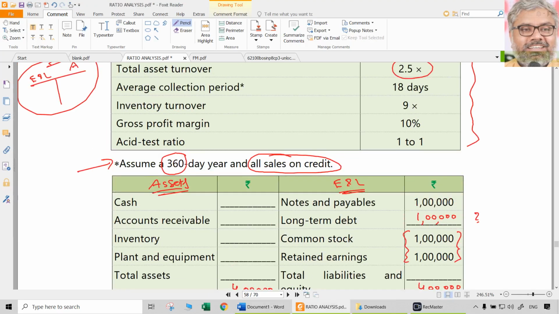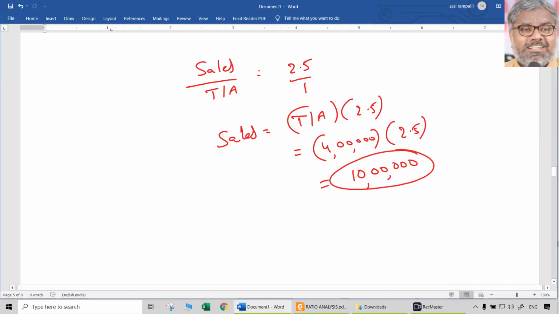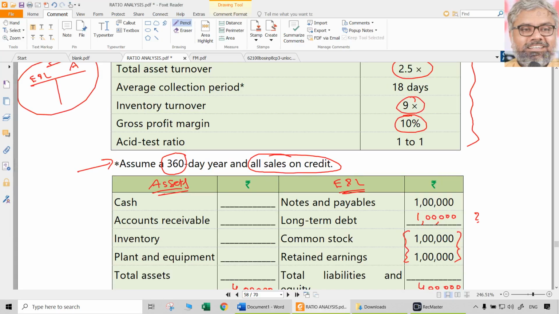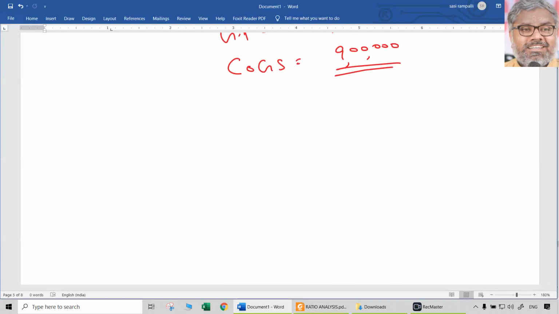Other things we can see. There we can even take gross profit margin 10%. Automatically gross profit will be 1 lakh. Automatically cost of goods sold will be 9 lakhs. Why will this be useful for us? To find out inventory, because inventory turnover ratio is given as 9 times.